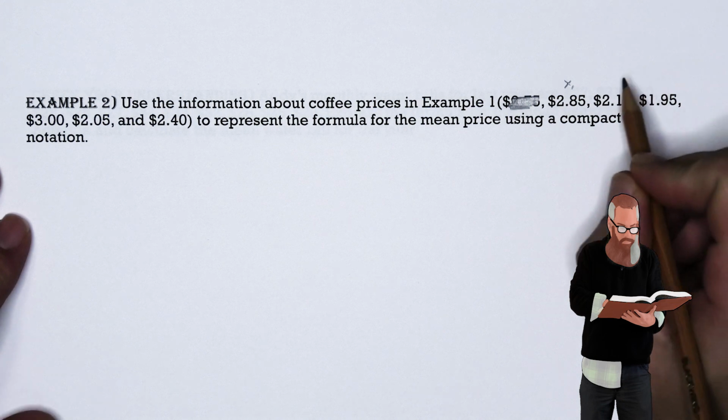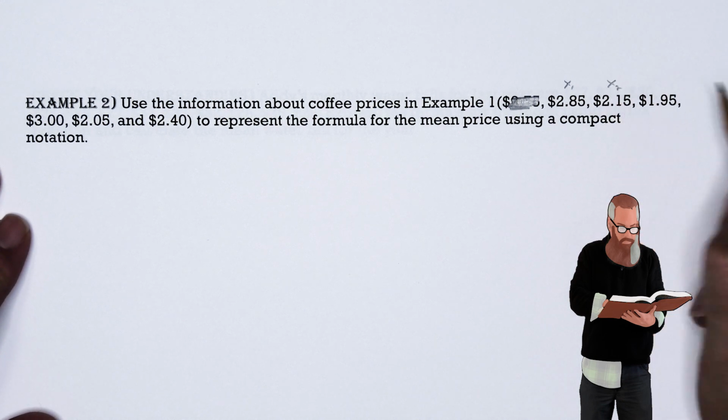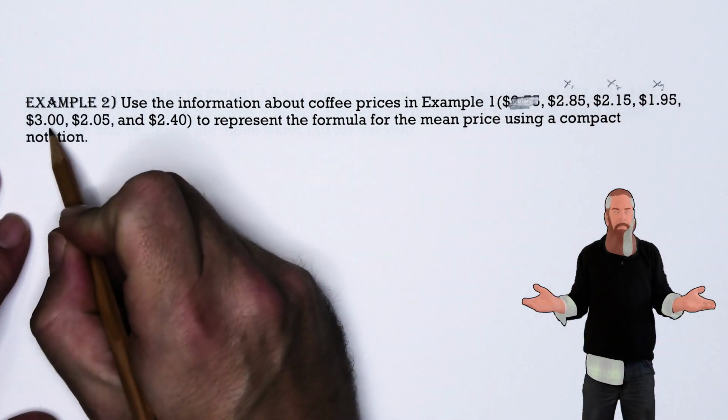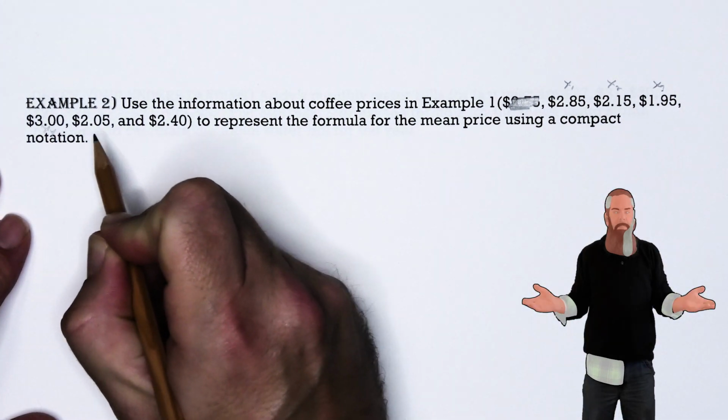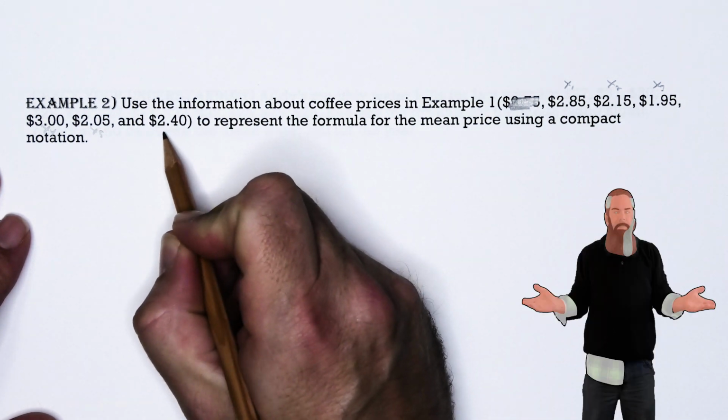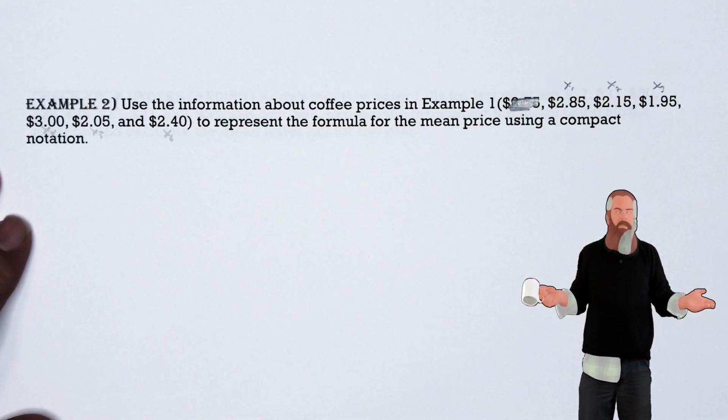$2.85 would be X sub 1, and $2.15 X sub 2. $1.95 would be X sub 3. $3 would be X sub 4. $2.05 would be X sub 5, and $2.40 would be X sub 6.